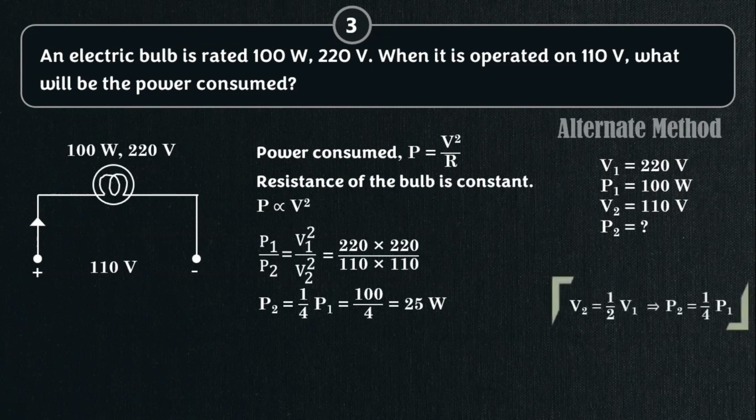Let's simplify. When the voltage applied is reduced by half, then the power consumed will become 1/4 of the initial power.